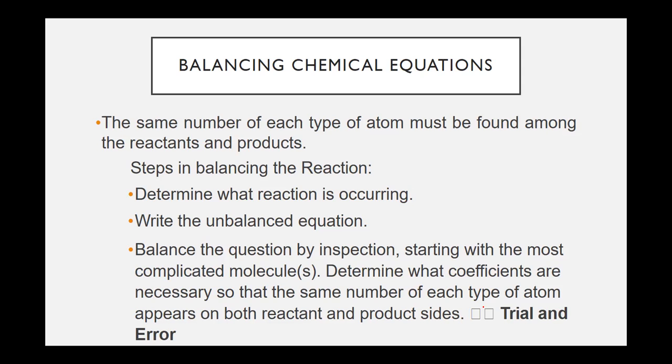So, we balance this equation by inspection, starting with the most complicated molecules. So, determine what coefficients are necessary so that the same number of each type of atom appears on both reactant and product sides. So, kagaya kanina, dapat equal yung number ng atoms sa reactant at number ng atoms sa product. So, you can do this by trial and error.